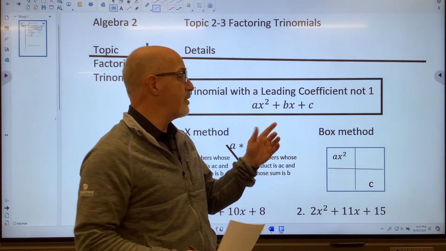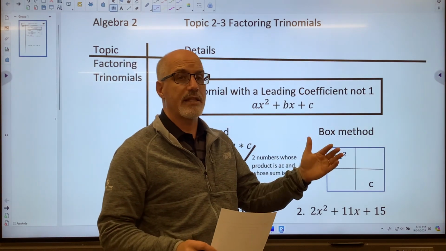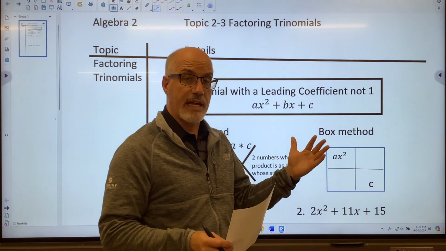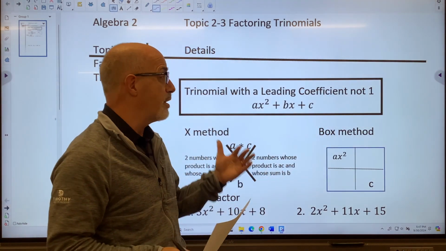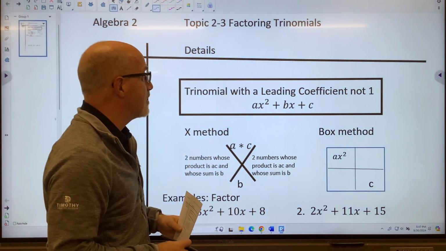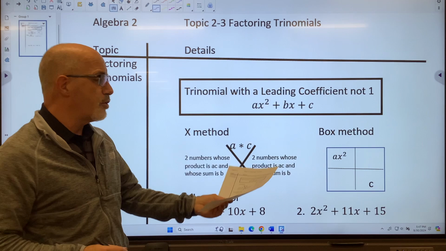We learned before how to factor when the leading coefficient was 1, and that's a quicker method. These methods will work for that type of trinomial, but this one will work for all trinomials in this pattern. So our objective is to be able to factor trinomials. So I'm going to teach you two methods.